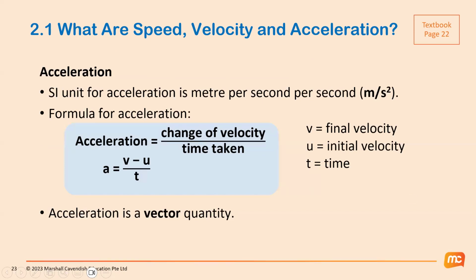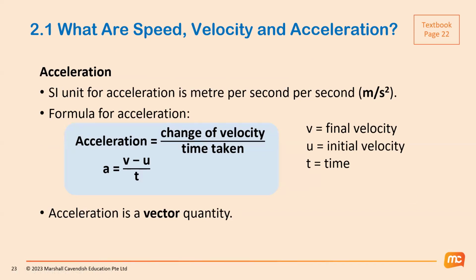The SI unit for acceleration is also something new to you. It is meters per second square, or we can represent it as m s^-2. It's the change in velocity per unit time, which is meters per second per second. So meters per second divided by seconds, you get meters per second square.